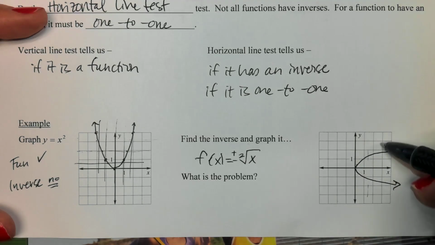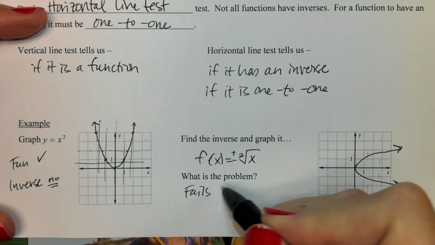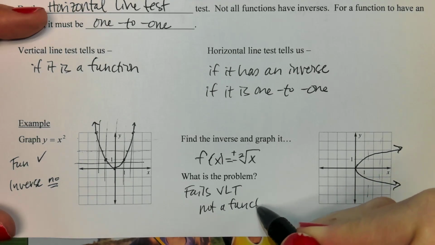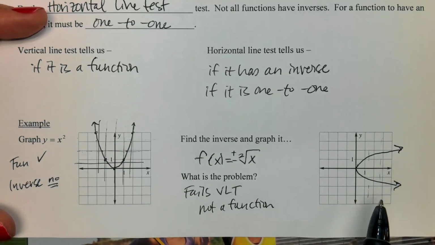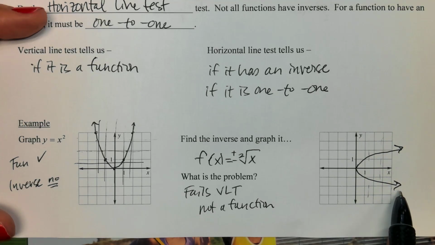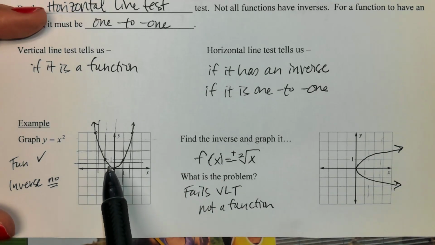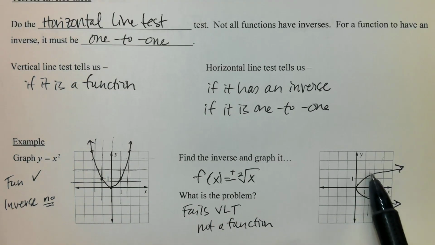But this isn't a function. So if I draw my vertical line test, it fails VLT, not a function. So even though we could do the math to find the inverse of this, it doesn't actually mean that the inverse exists. I mean, I know that I graphed it visually, but the inverse is not a function. So that means this function doesn't have an inverse. It has something we can graph, it has an equation we can figure out, but it's not technically an inverse because it's not even a function.